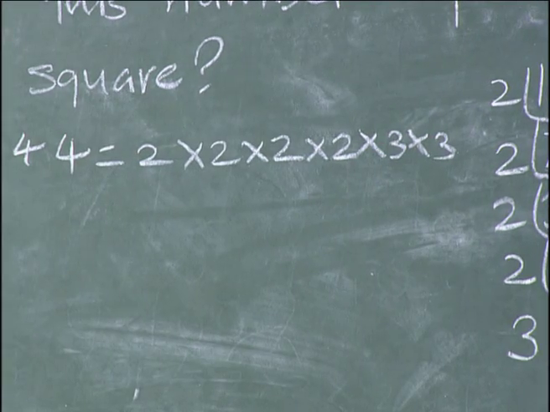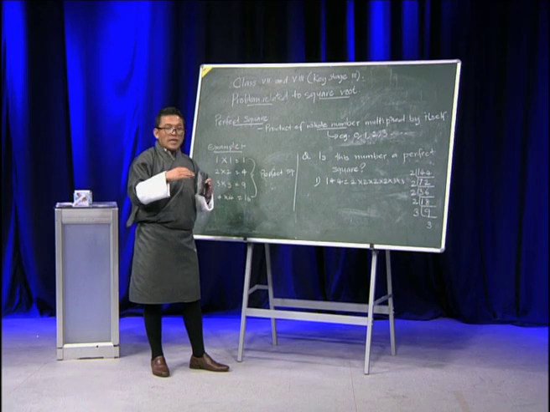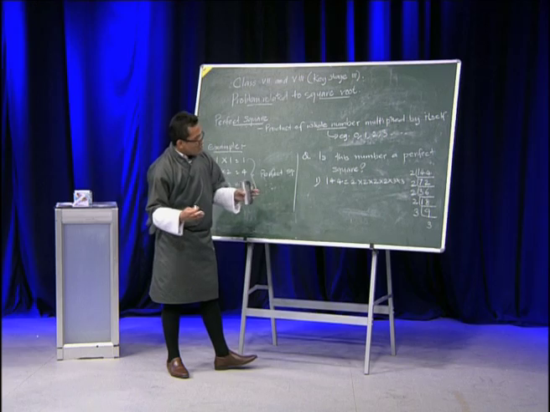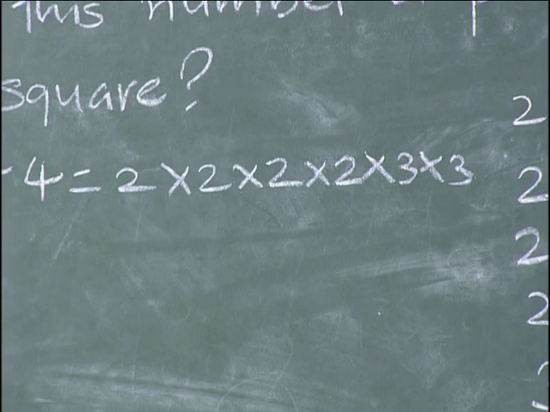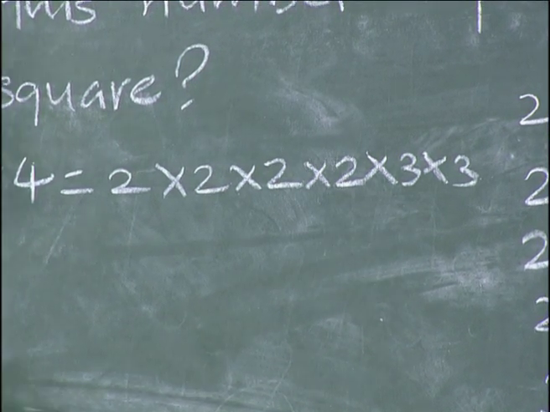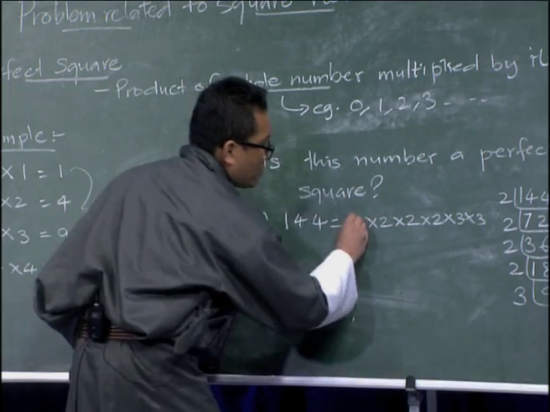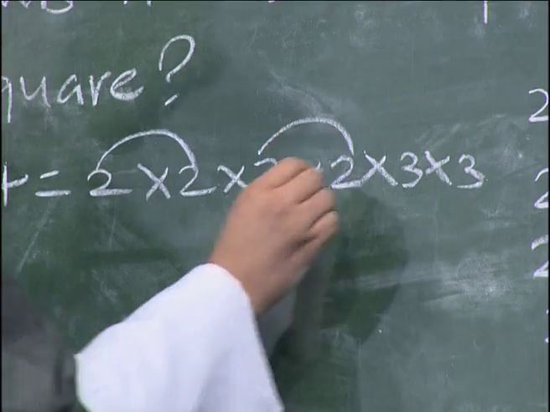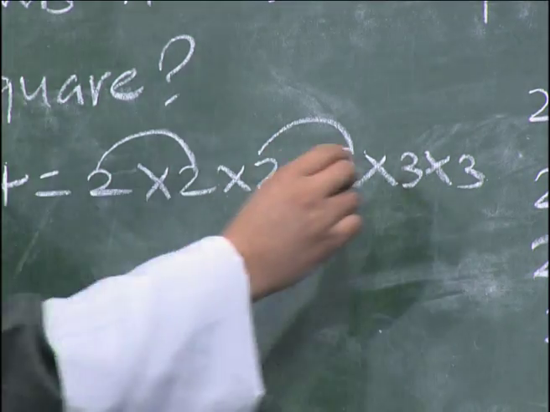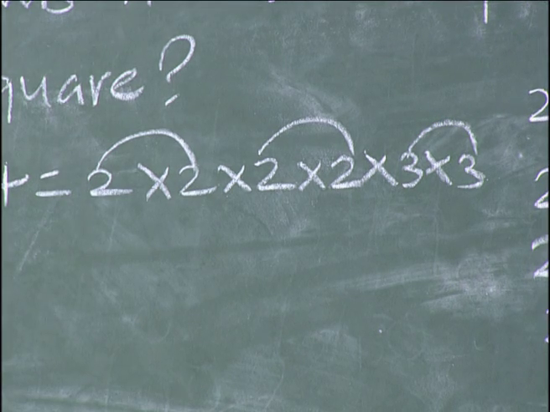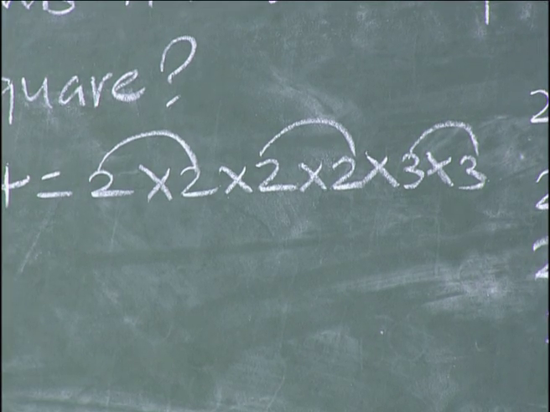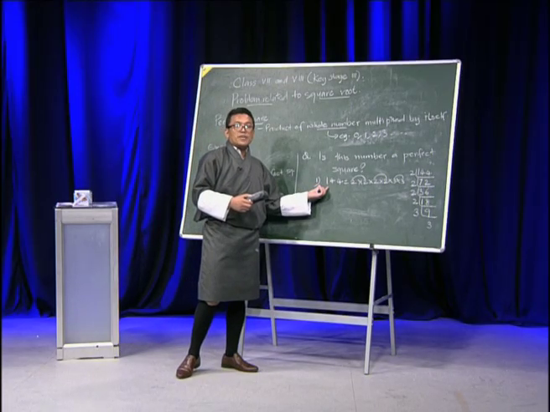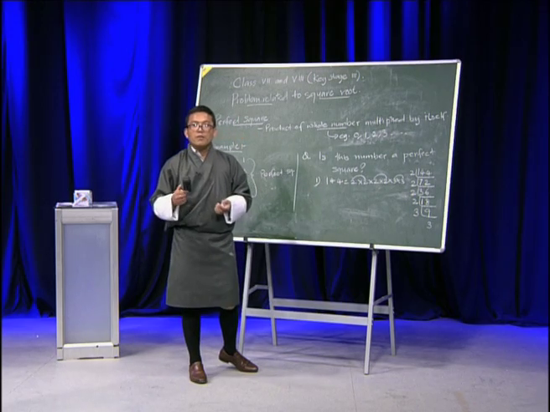Now our next step is to group them in pairs. The prime factors used in dividing this number are 2 and 3. Let's group these factors together. 2 and 2 together, another 2 and 2 together, and 3 and 3 together. Now we have exact pairs in this case. If you have this kind of factors, we call it a perfect square. This number is a perfect square. 144 is a perfect square.